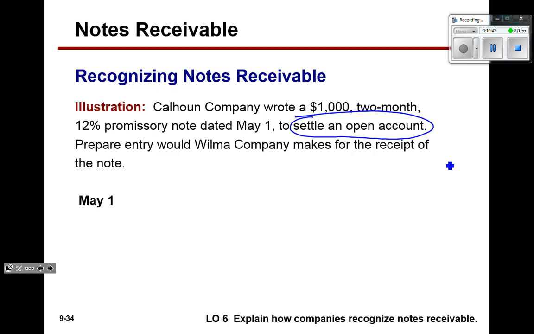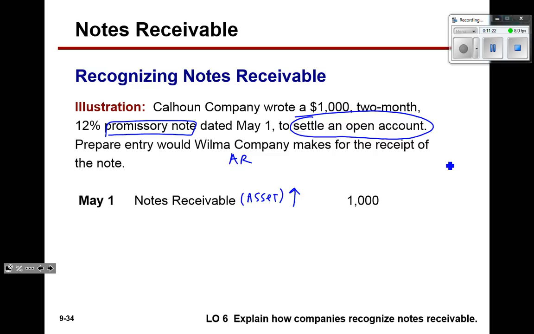Okay, so Wilma Company used to be one of our ARs, who apparently was having issues with their AR. So we're going to turn this AR into a note receivable. We're going to give them the money. So we see notes receivable, which is an asset, go up by $1,000.